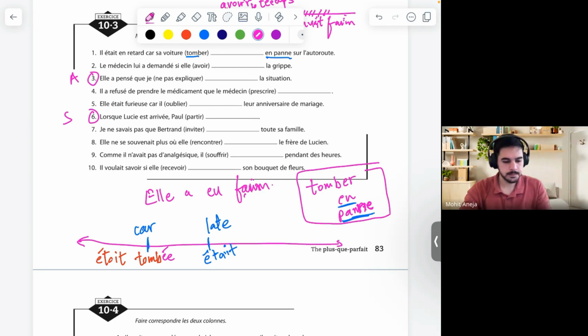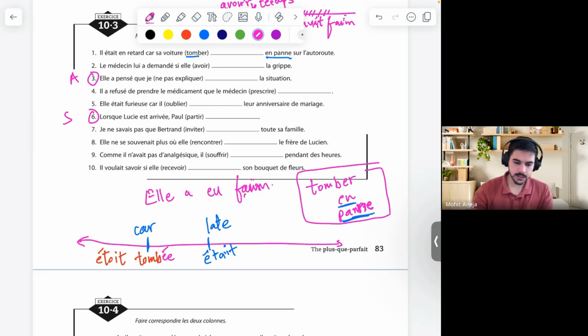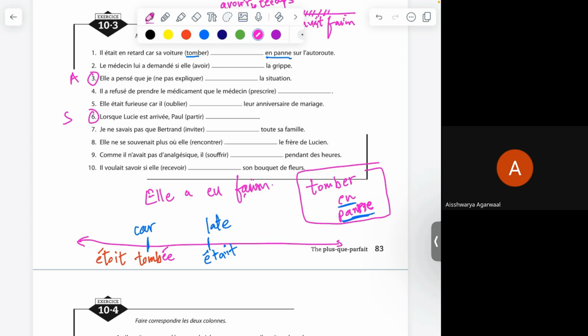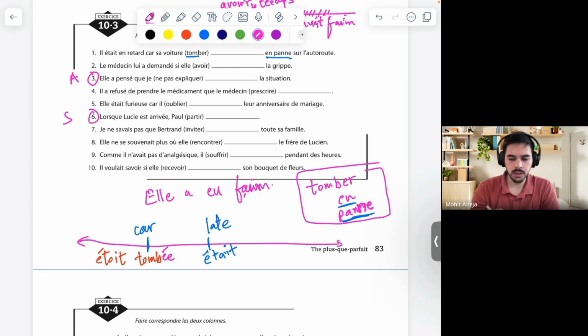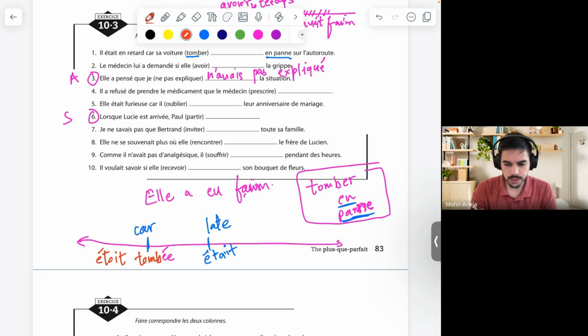Okay. Are you guys done? Yes. Okay, Aishwarya, tell us. Elle a pensé que je n'avais pas expliqué. In this, explique with an accent. Do we put an extra e as well?